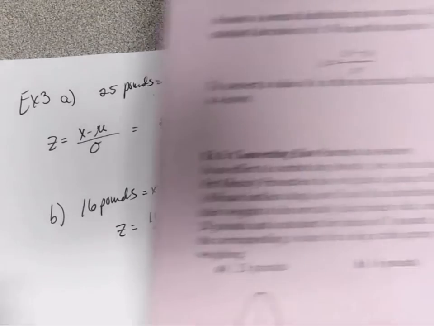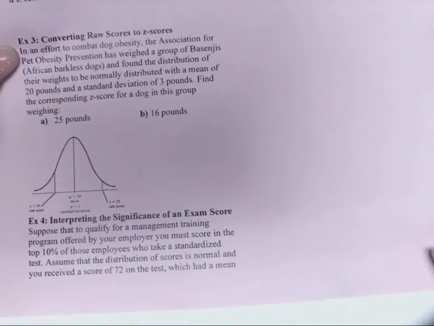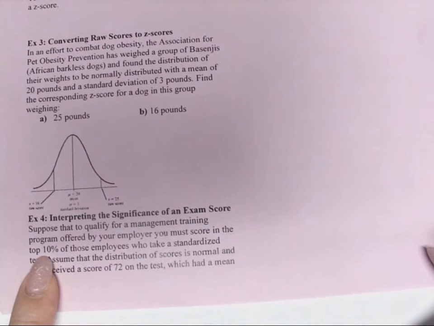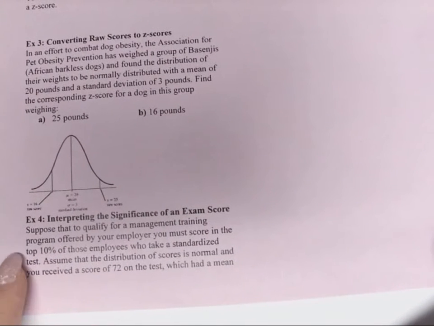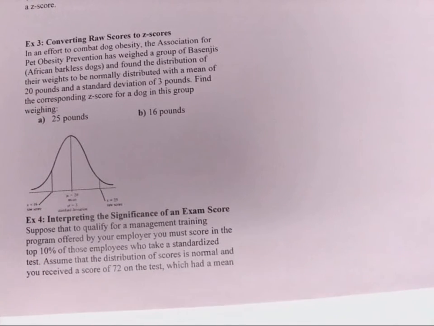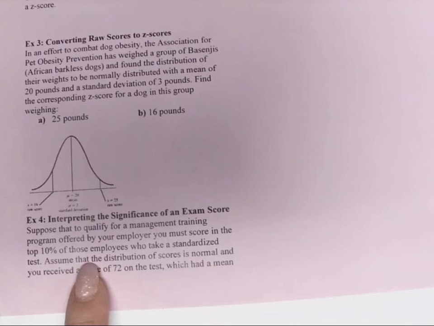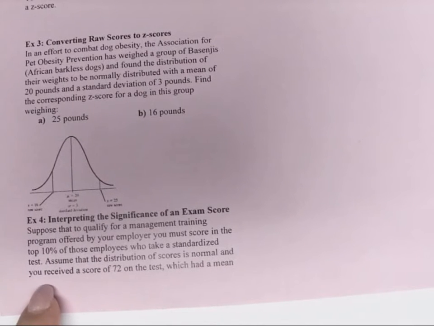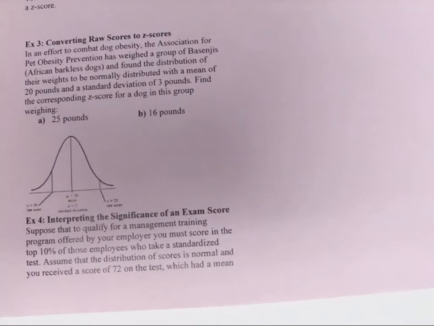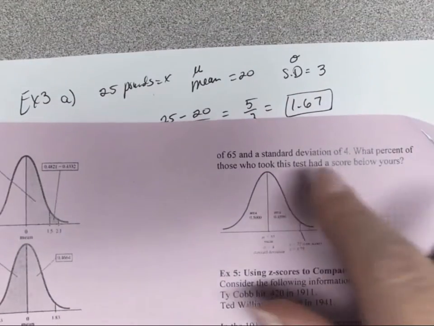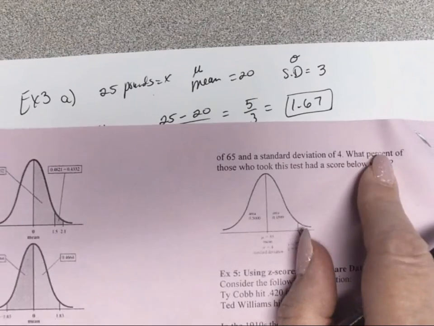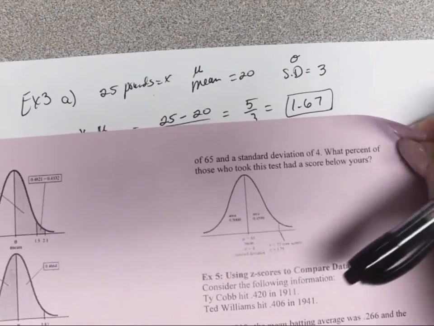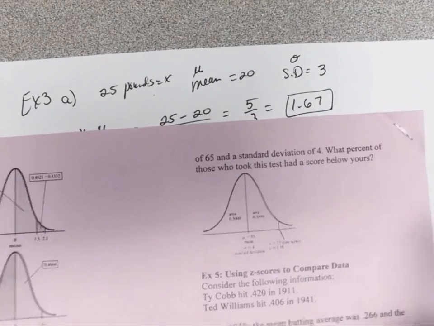All right, so example 4, interpreting the significance of an exam score. Suppose that to qualify for a management training program offered by your employer, you must score in the top 10% of those employees who take a standardized test. Assume that the distribution of the scores is normal and you receive a score of 72 on the test, which had a mean of 65 and a standard deviation of 4. What percent of those who took this test had a score below yours?